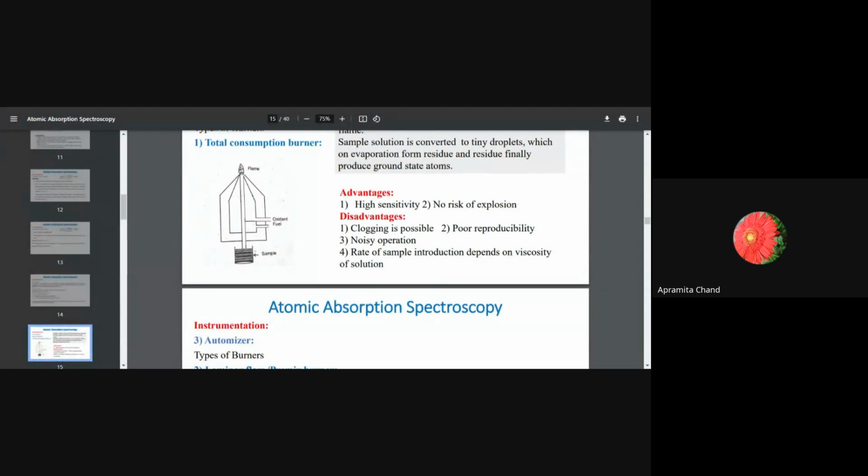The advantages of this method are that it has high sensitivity and there is no risk of explosion. But there are also disadvantages: it might cause clogging. There is poor reproducibility. You cannot repeat the experiment and hope for the exact same results. And also the results will be dependent on the viscosity of the solution.